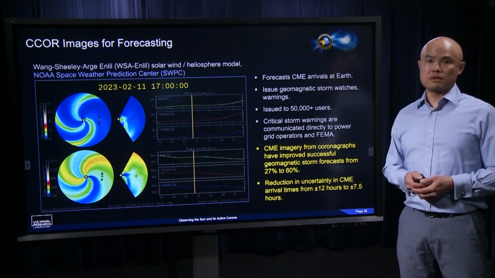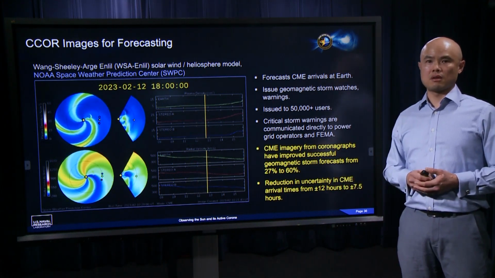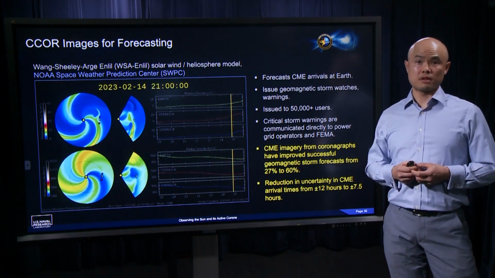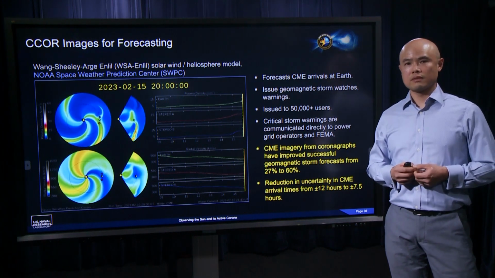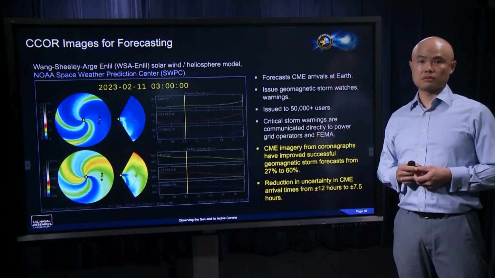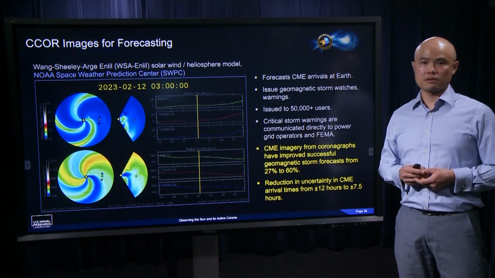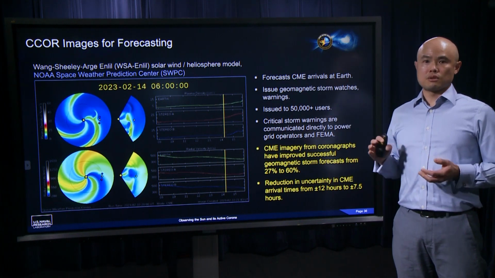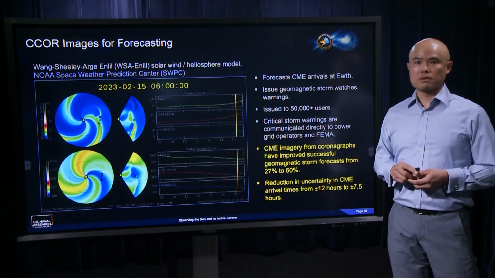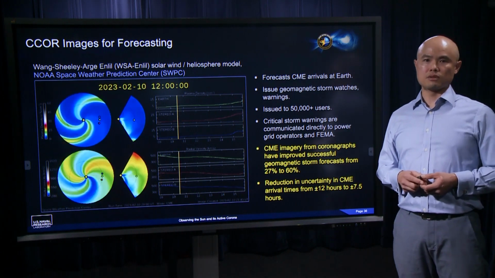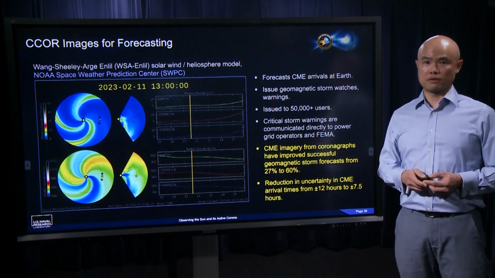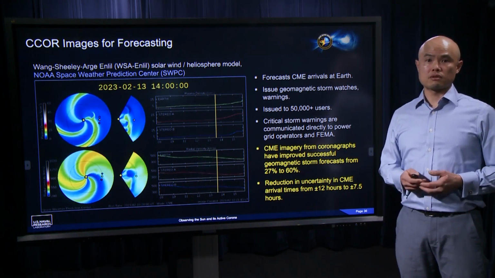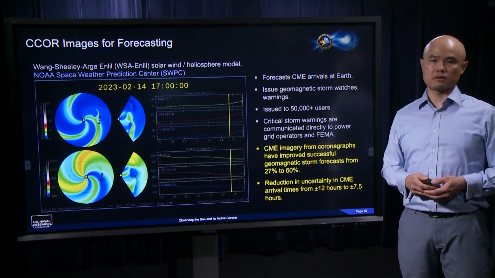NOAA will use CCOR images and the CME parameters derived from them as input to the solar wind and heliosphere model being run by their Space Weather Prediction Center in Boulder, Colorado. This is the WSA-ENLIL model, which can be used to produce forecasts of CME arrivals at Earth. This model can be used to issue geomagnetic storm watches and warnings that are broadcast to more than 50,000 unique users through their web interface. For more severe storms, NOAA contacts power grid operators and FEMA directly to coordinate responses as needed.